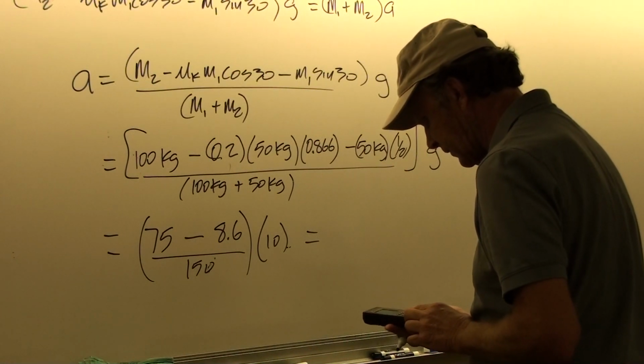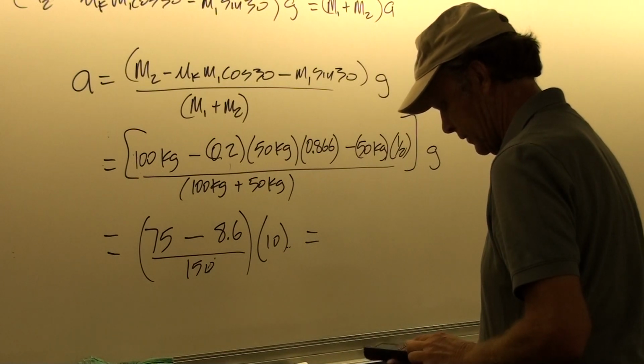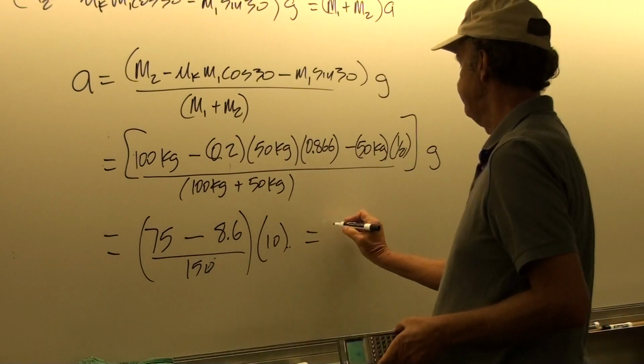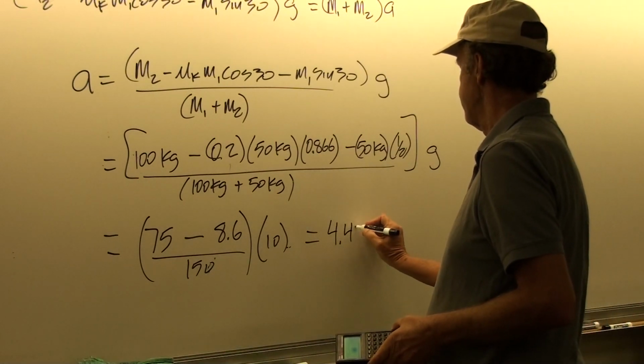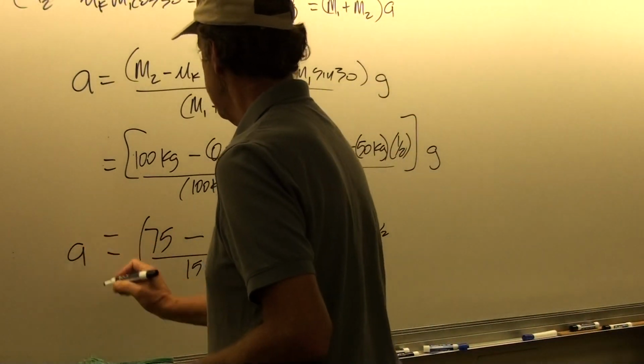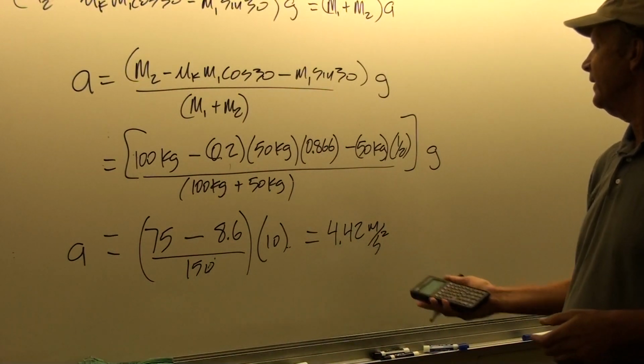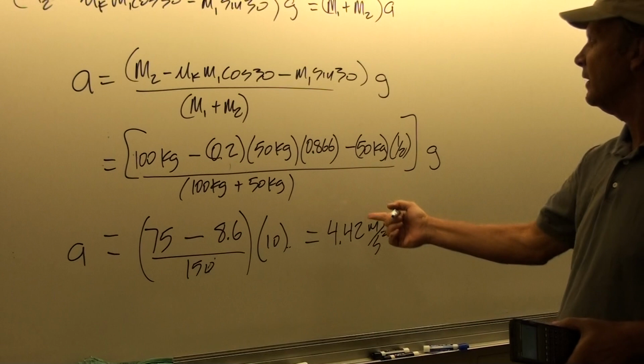And so that gives us 4.42 meters per second squared. Okay, so that then is less than 5 meters per second squared. It's not a lot less, but it's a fair amount less.